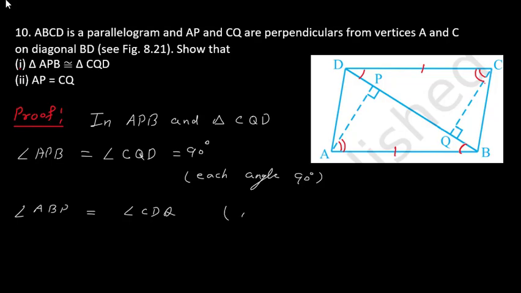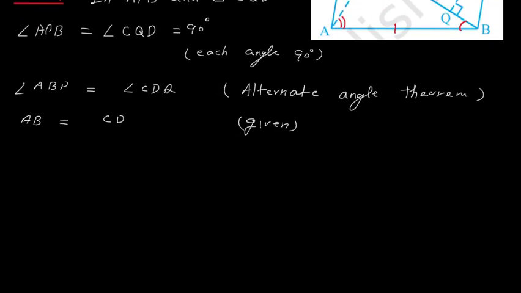They are equal because they are alternate angles in a parallelogram. So by the alternate angle theorem. And we have AB is equal to CD, they are opposite sides. AB is equal to CD, I will say given. So therefore, I have triangle APB is congruent to triangle CQD by the angle side criterion.